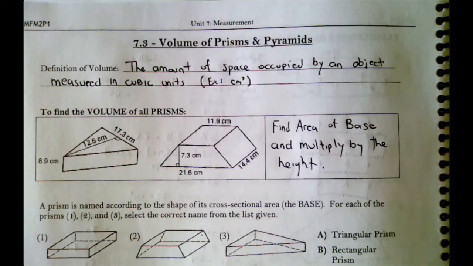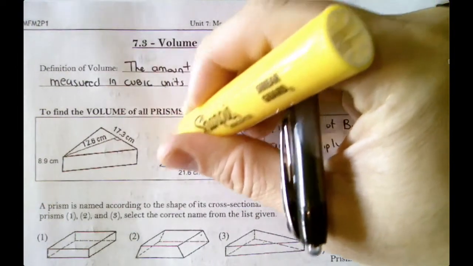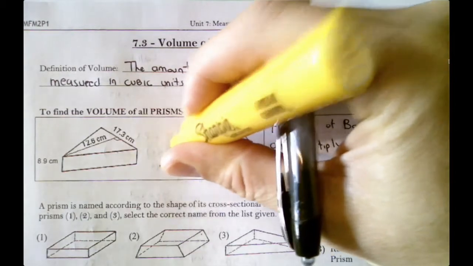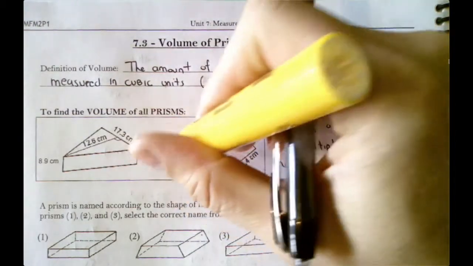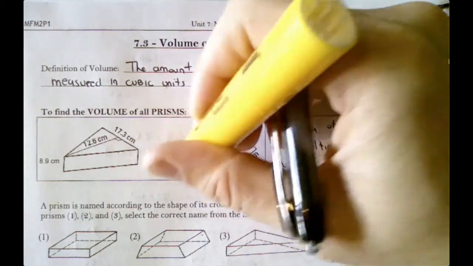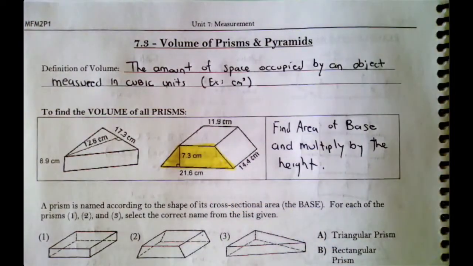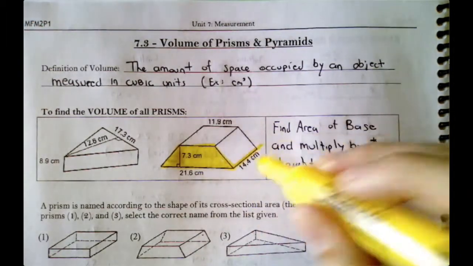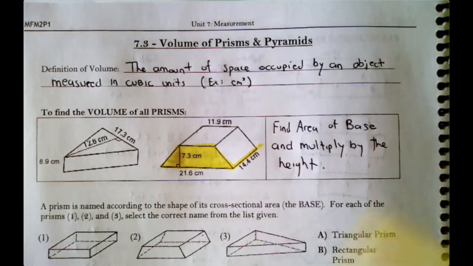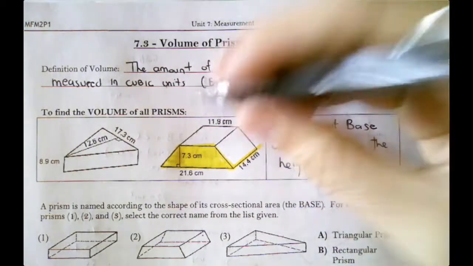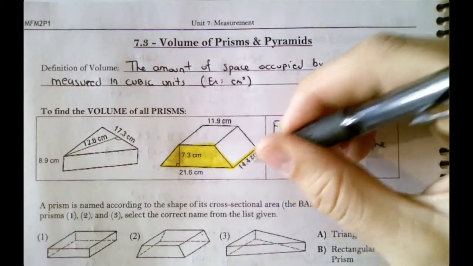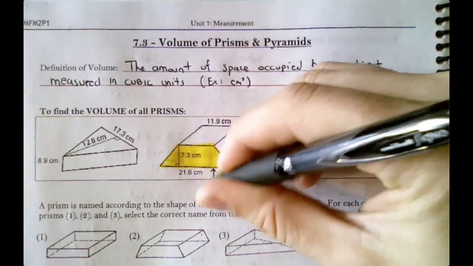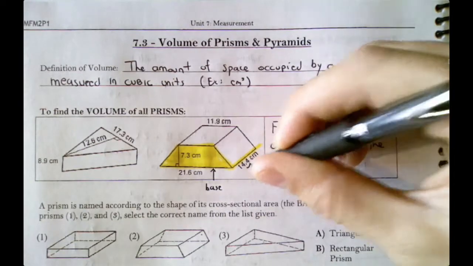The face that we're actually talking about here is this trapezoid. Because if you extend that trapezoid into space, it's going to match with another trapezoid on the other side of the shape, and it's going to create this shape by extending 14.4 centimeters of depth. So the face is the trapezoid, and the height is 14.4. So this is our base, and this is our height.